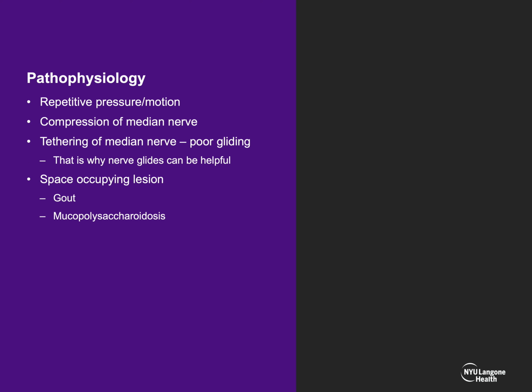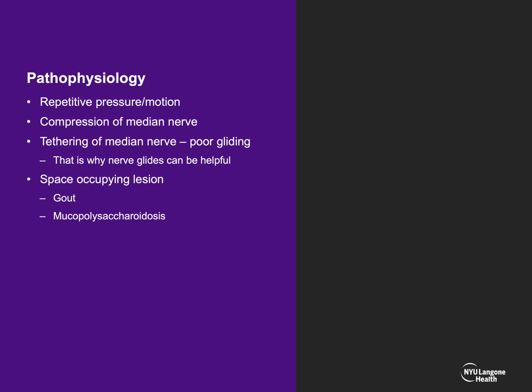The pathophysiology is repetitive pressure or motion at the carpal tunnel, where the nerve is actually being tethered, so the nerve doesn't glide well. Nerve gliding is healthy, is normal. You want your nerves to glide. So anything that pushes on the nerve or prevents the nerve from gliding is bad. That's why nerve glide exercises can be helpful with physical therapy for carpal tunnel.